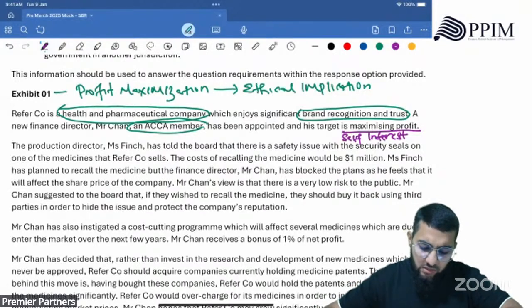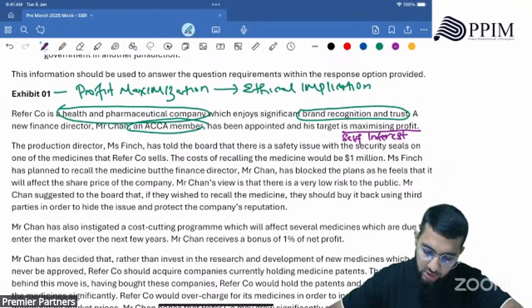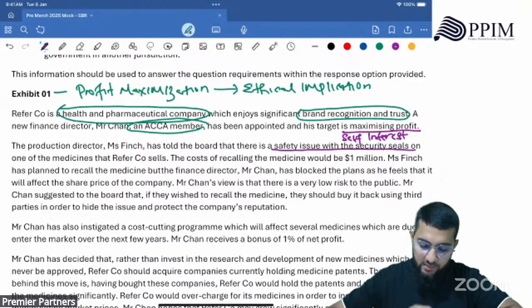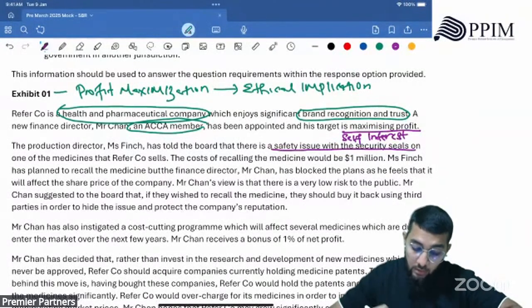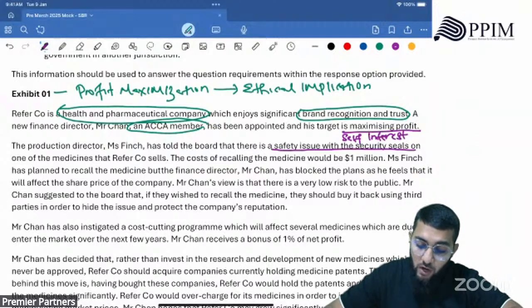The production director, Miss Finch, has told the board that there is a safety issue with the security seals on one of the medicines that Referco sells. Safety issue in one of the medicines regarding safety seals. Okay, looks like we have the first issue that we are looking at. The cost of recalling the medicine would be $1 million, high cost. Miss Finch has planned to recall the medicine.